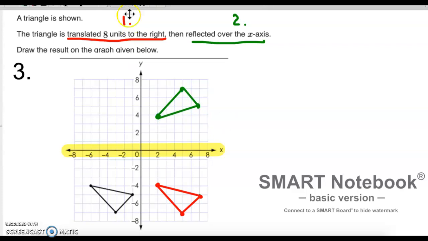So the very first thing we did is we read the problem and we labeled the 2 transformations that we're being asked to complete. So remember, translations and reflections are both rigid motions, which means they result in congruent figures. So we started with our original figure and we first translated each point 8 units to the right. After we completed transformation 1, we kept reading and we did our second transformation where we reflected over the x-axis to get our resulting green triangle.